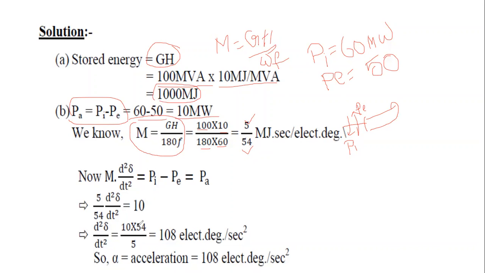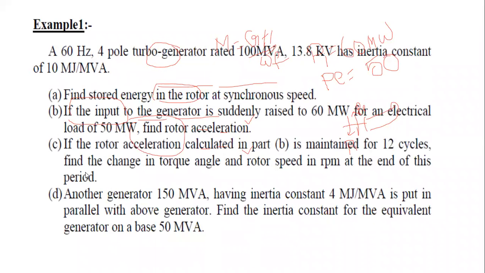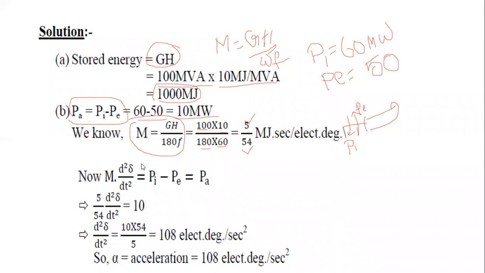Then we calculate the delta angle. How will that delta be calculated? Delta means the acceleration angle or rotor acceleration. Therefore, in the second part also we are calculating the rotor acceleration.